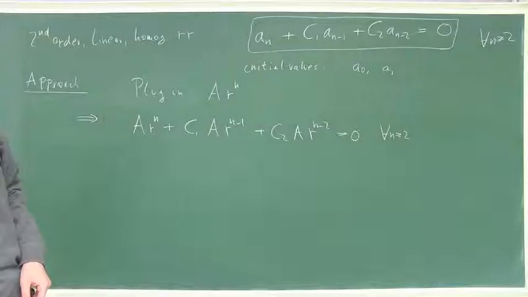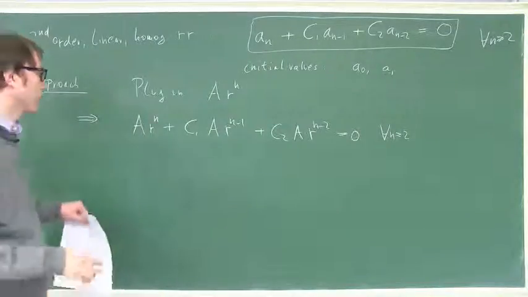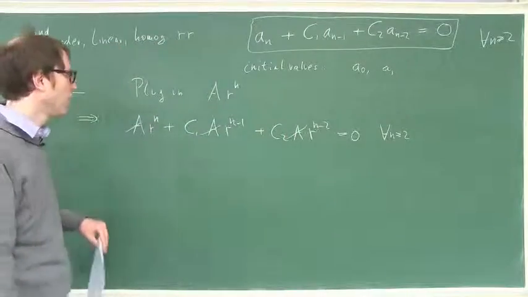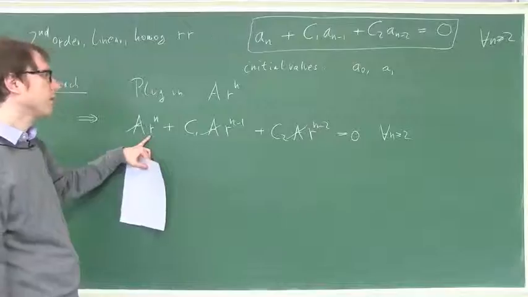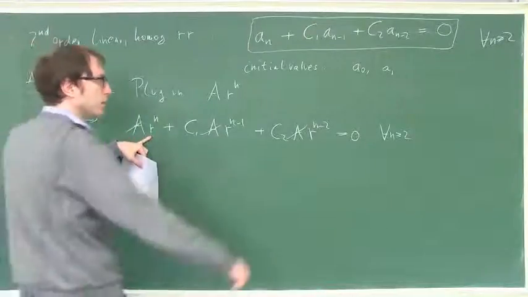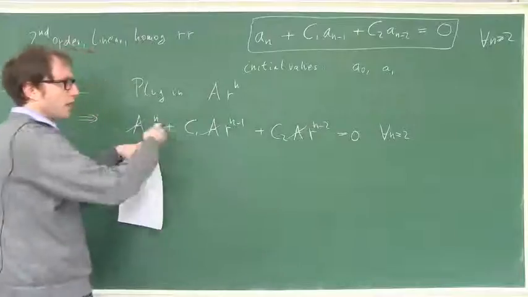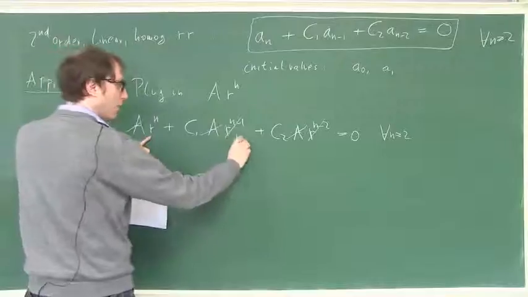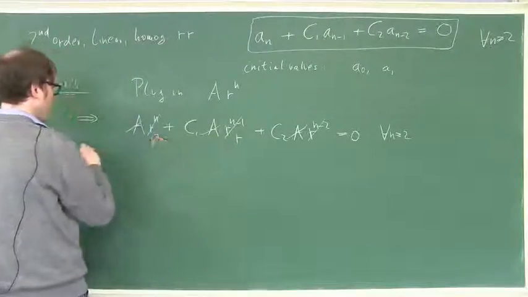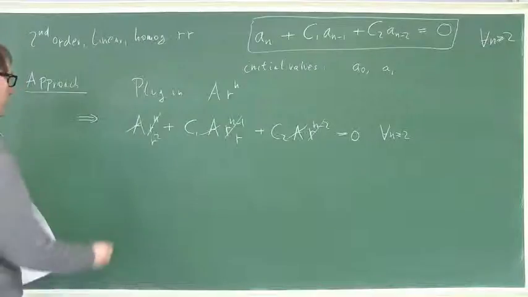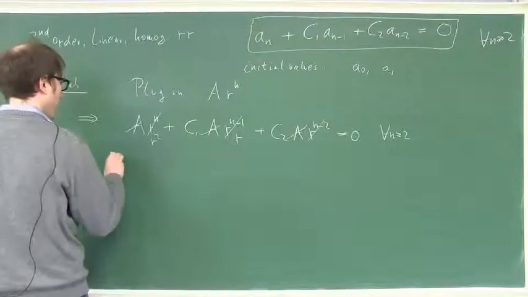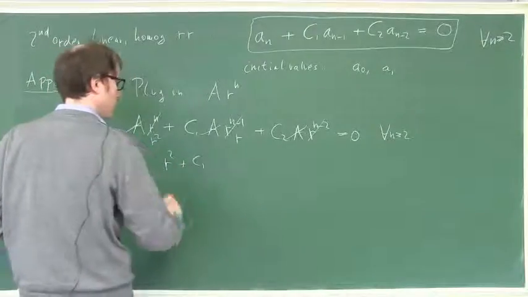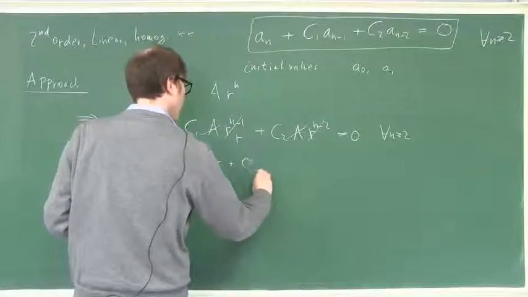Okay, and what's happening here is, as I said, a should be non-zero, so you can just cancel this. And what else? Also r, think of it as being non-zero. In that case, we divide out the largest power, which is r to the n minus 2. So we get here an r, and we get here r squared. So this essentially tells you that this is 0 if r squared plus c1 r plus c2 is equal to 0.